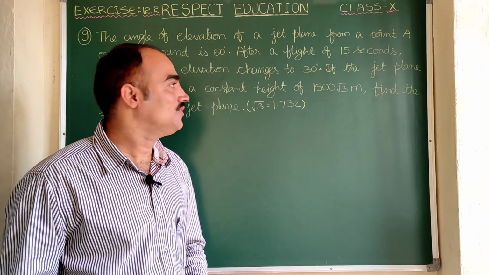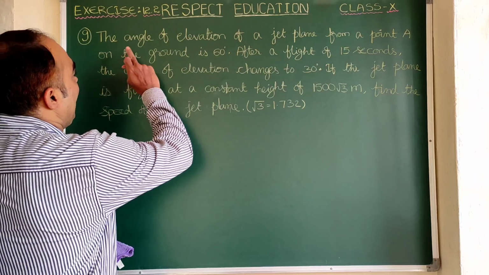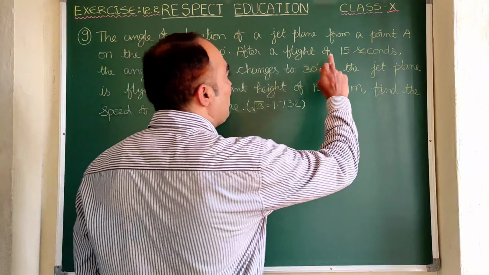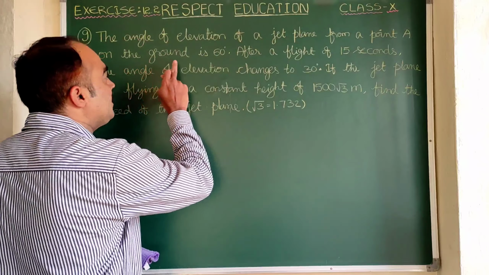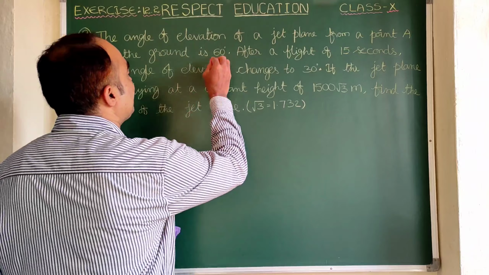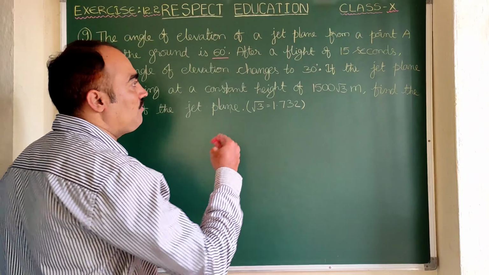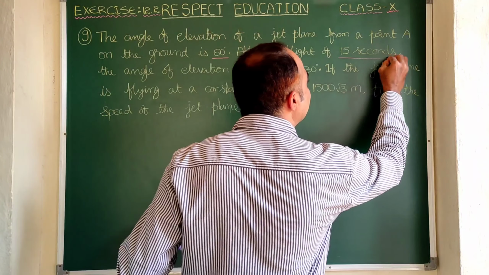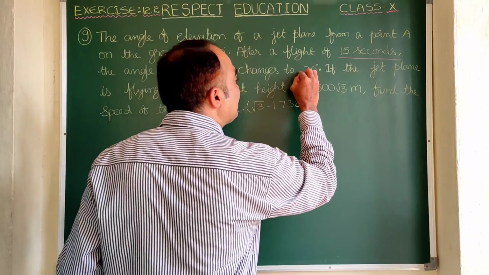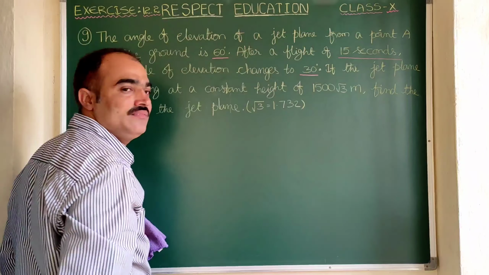Now let us see the next question, that is question number 9. The angle of elevation of a jet plane from a point A on the ground is 60 degrees. So here let us underline the values that are given. After a flight of 15 seconds, the angle of elevation changes to 30 degrees. Earlier it was 60 degrees, now it has become 30 degrees.